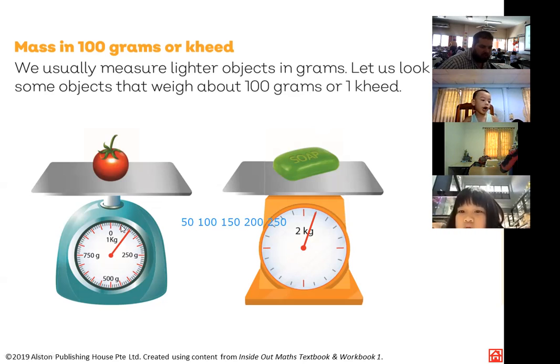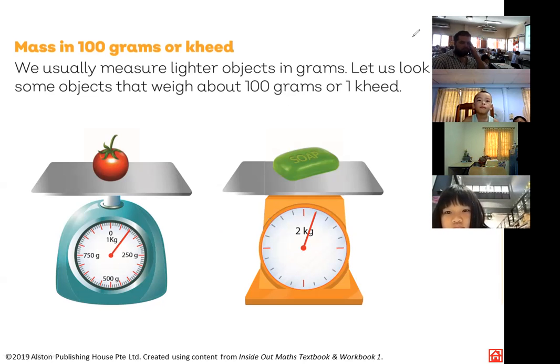We have 50, 100, 150, 200, 250. Can you see? 200. Yes? So that means 50. What's this one? 100. Yes. Okay, so let me make that go away. So our tomato is 100 kg.